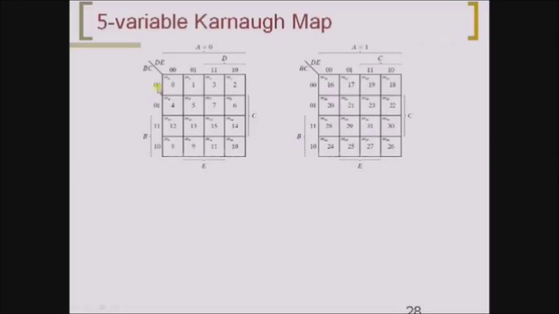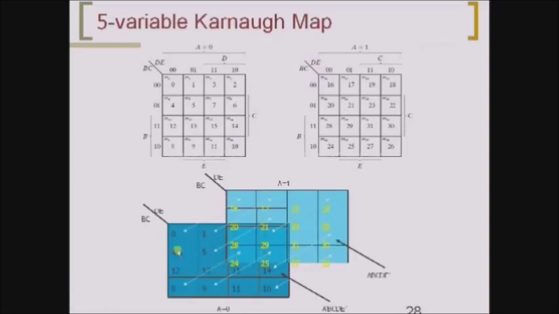Now here the value of A is constant throughout this map, which is 0, and BC on one side and DE on the other side. Here throughout this map the value of A is 1, which is constant, whereas BC on one side and the other side is DE.